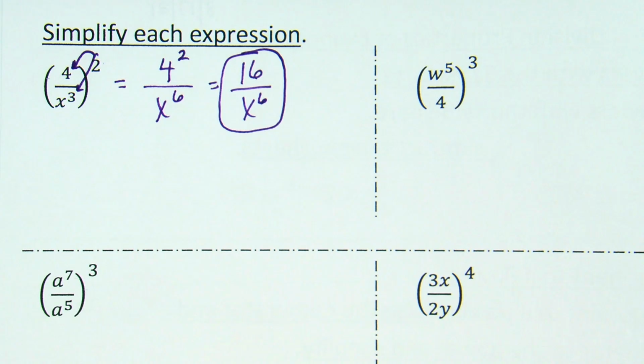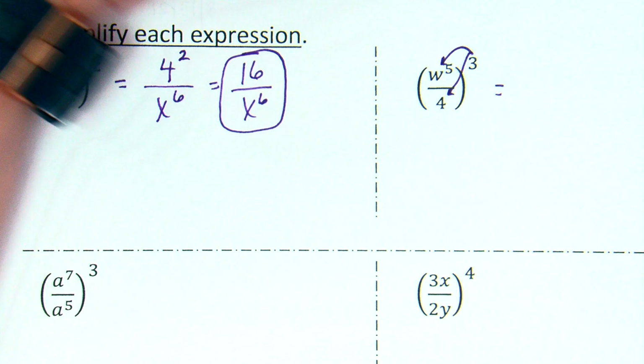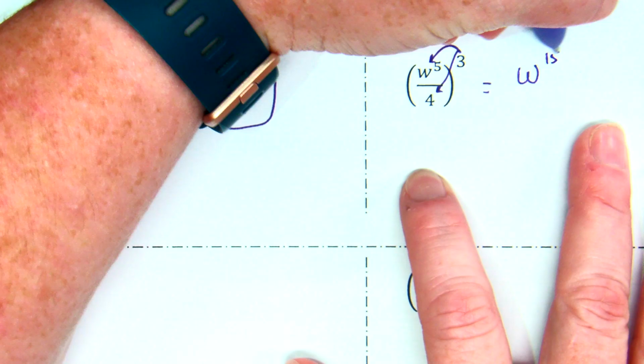W to the 5th raised to the 3rd. Excuse me. W to the 5th over 4 raised to the 3rd. My question is, what's that 3 go with? Everything. W to the 5th and the 4. What's W to the 5th raised to the 3rd? Multiply them. 5 times 3. 15. What's 4 raised to the 3rd?